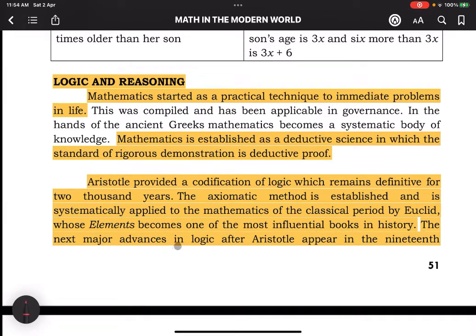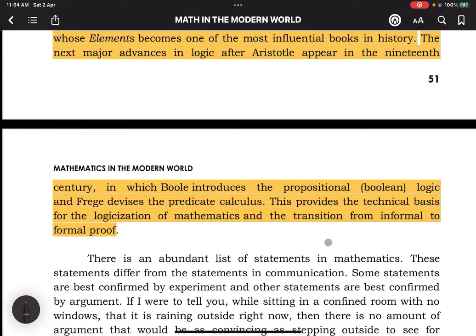The next major advances in logic after Aristotle appeared in the 19th century, in which Boole introduces the propositional Boolean logic and Frege devises the predicate calculus. This provides the technical basis for the logicization of mathematics and the transition from informal to formal proof.